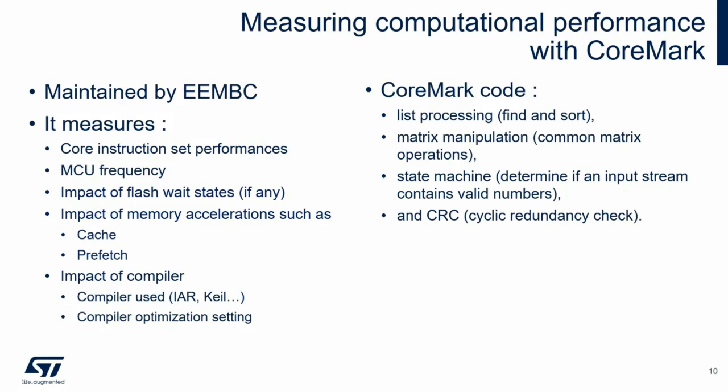The CoreMark score is influenced by the core itself. In case of STM32L5, this is the Cortex-M33. The score increases with frequency, but this relationship is not necessarily linear, especially when the code is executed from flash. However, on L5, this is the case. The relationship is linear, and that's thanks to the low number of wait states for the flash and the cache that accelerates code execution.